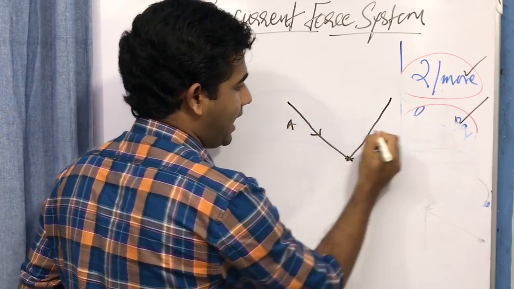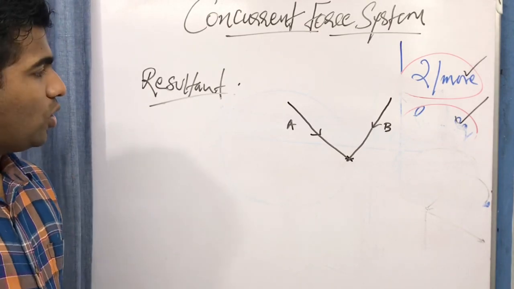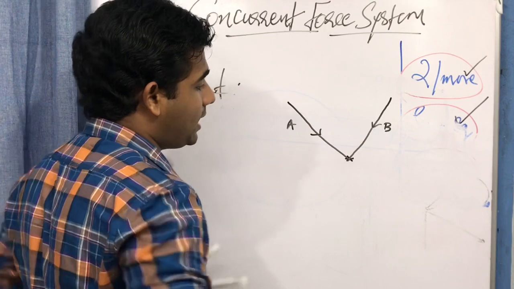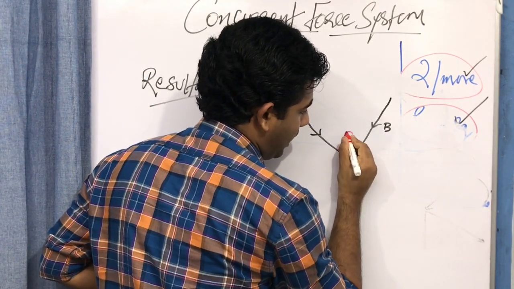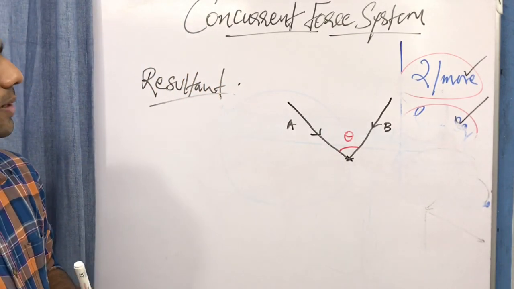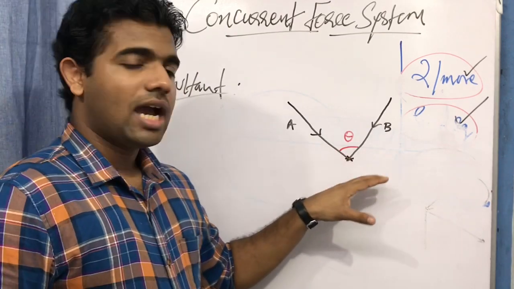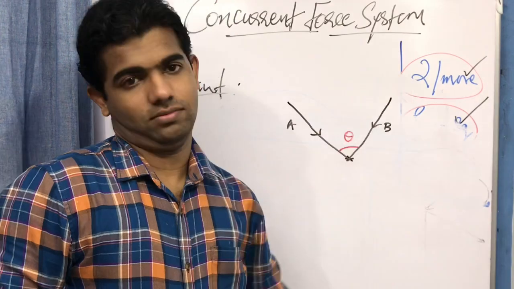Let this be A and let this be B. Now when you look at these two force vectors, you can see that they make an angle over here. Let us call it angle theta or alpha or whatever it is. So it makes an angle over here. Now my aim is that I need to find out where the resultant will act.